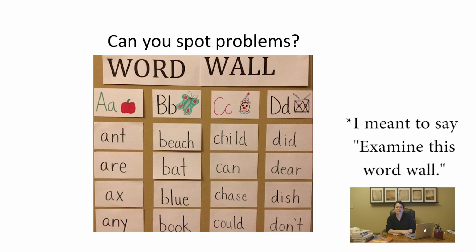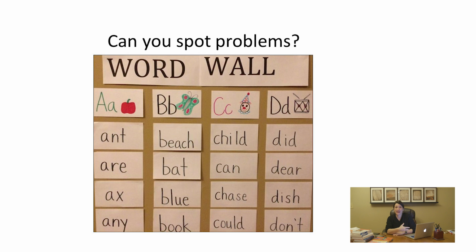Examine this soundboard. We can see a few problems. First, the A features an apple, which is going to cue some children that A says ah. Yet some of the words below say like an R and Annie. And then the C says k, as in clown, yet underneath that, there are some words with a CH digraph, ch.